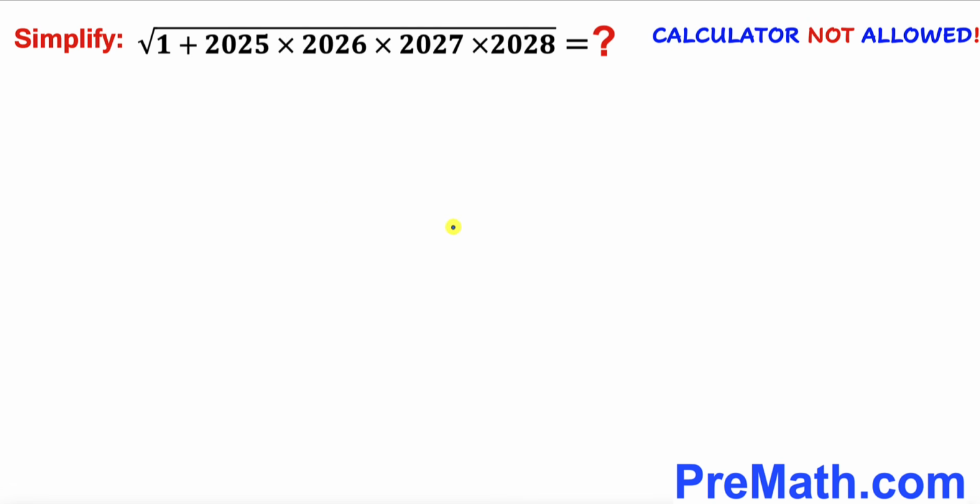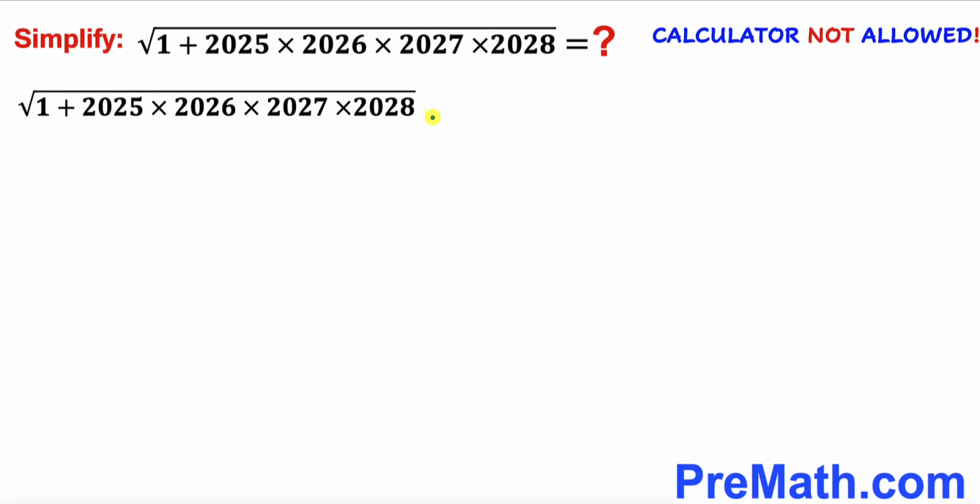Let's go ahead and get started, and let's focus once again on this given radical expression. Here I have copied down this radical expression. Now let's make an observation. Since we are dealing with these large numbers to be multiplied, we are going to think outside the box, and we are going to manipulate these numbers.